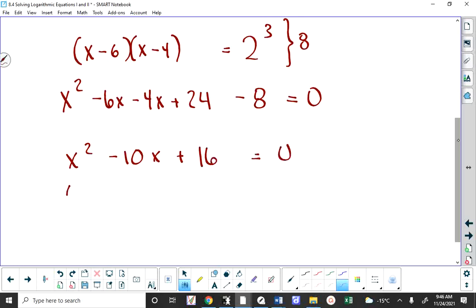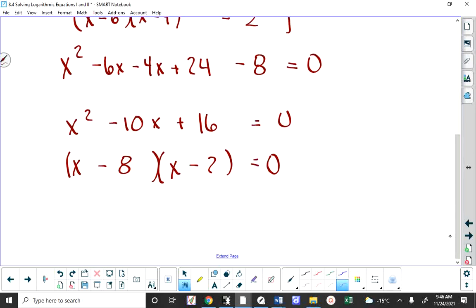Well, that factors into x minus, 2 numbers that multiply to give 16 and add to give negative 10 would be negative 2 and negative 8. Now don't forget, when I say the numbers are negative 2 and negative 8, those are not the solutions. Those are the numbers that appear in the binomial factors of that trinomial. So we get x equals 8 when we set x minus 8 equals 0, and we get x equals 2 when we set x minus 2 equals 0.